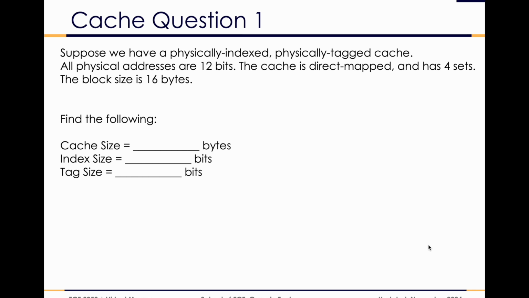So for the first question, suppose we have a physically indexed, physically tagged cache, and all the physical addresses are 12 bits. The cache is direct mapped and has 4 sets, and the block size is 16 bytes. You just find the following statistics: the cache size, the index size, and the tag size, in bytes and bits, respectively.